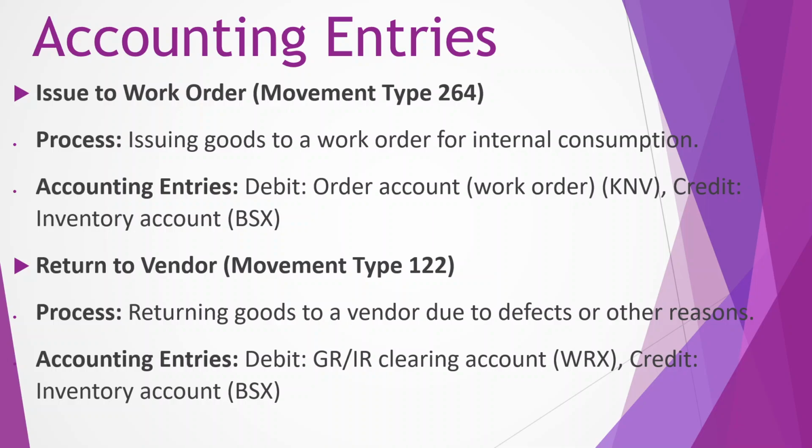Next, return to vendor, movement type 122. The process is returning goods to a vendor due to defects or any other reason. So this movement type 122 can be used in such cases. Accounting entry will be debit GRIR clearing account with WRX transaction key, and credit the inventory with BSX transaction key.